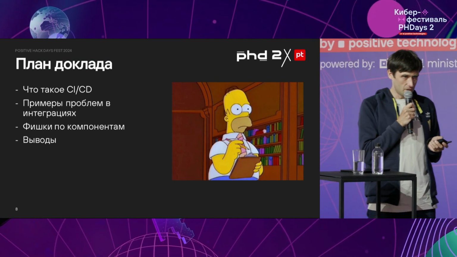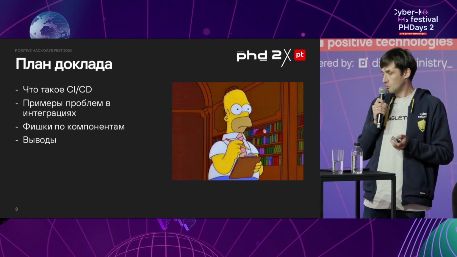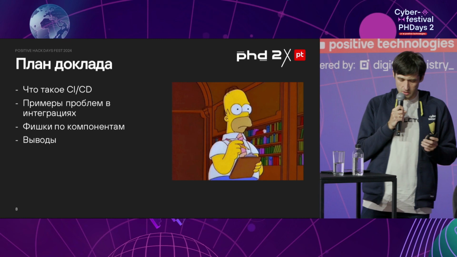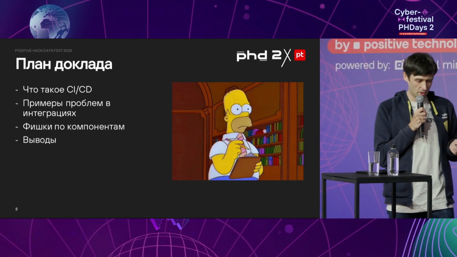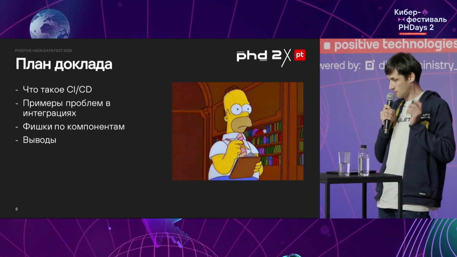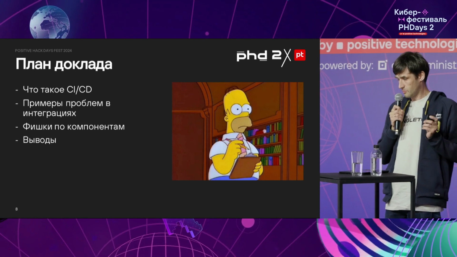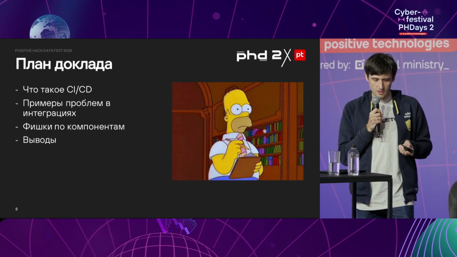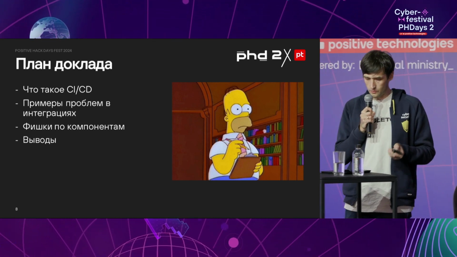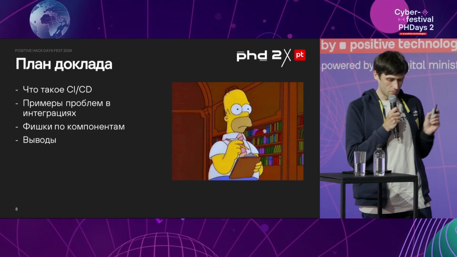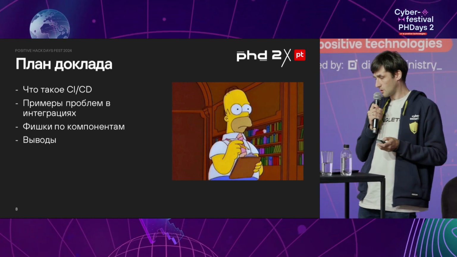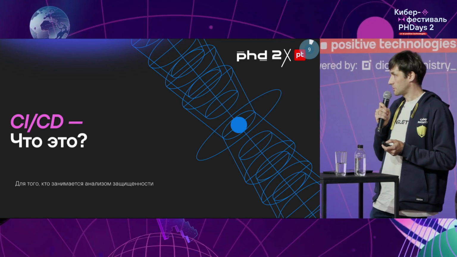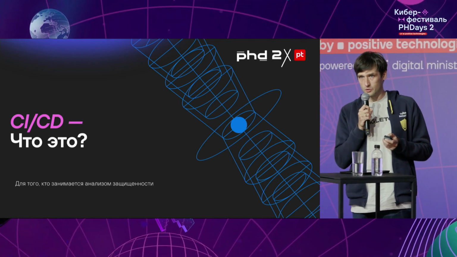A little about what CI/CD is in general. Okay, what is CI/CD the way I see it? The problems are in the integrations, first of all. What are the integration issues? So primarily we'll be talking about integration. So we'll be talking about integrations only. So we'll talk about some specific features in components we have found in real systems. But this will be scarce, and then some conclusions.